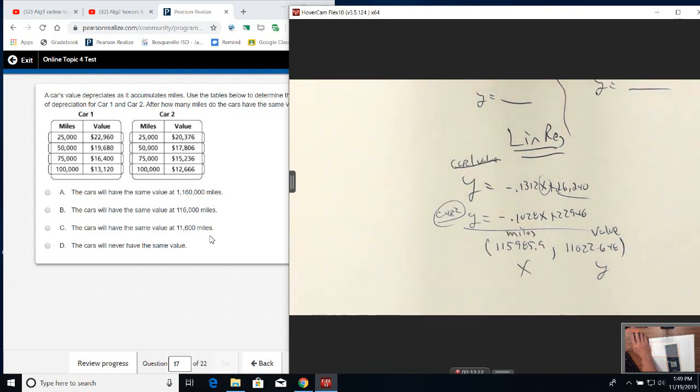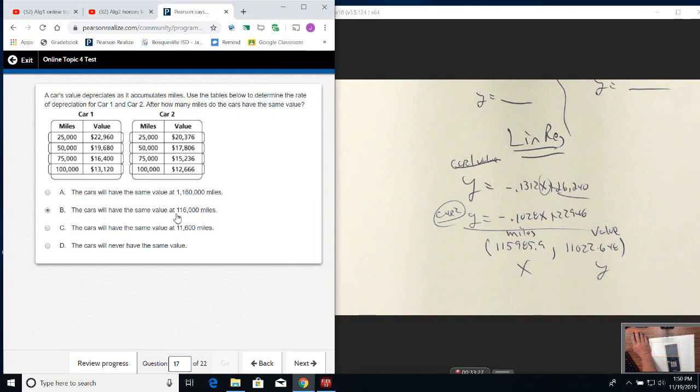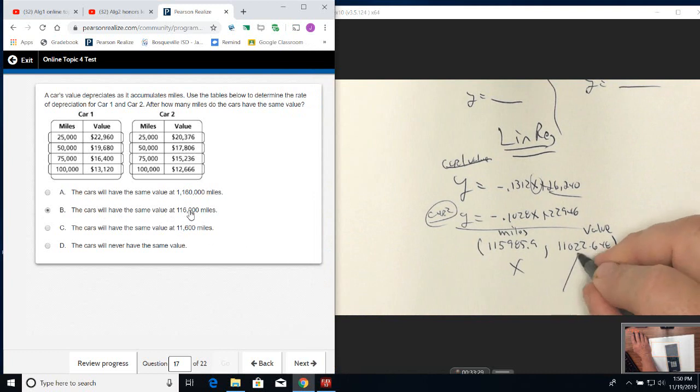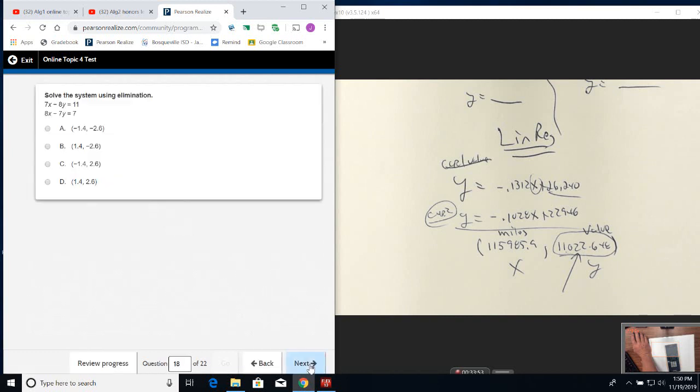So after about 116,000 miles, the cars both have a value of how much? How much is each car worth after about 116,000 miles roughly? Isn't that about 116,000? They're both worth about how much money? $11,022. Maybe $11,000 roughly. You got it? So that's B. We good with that so far?